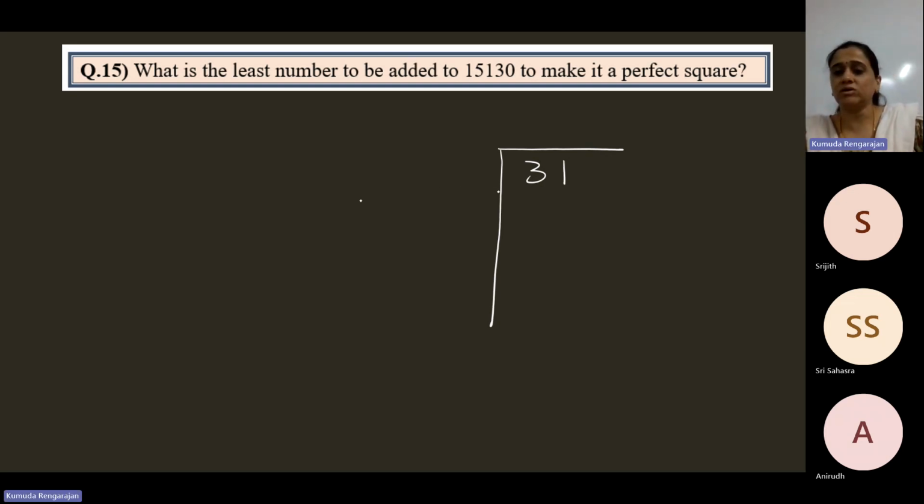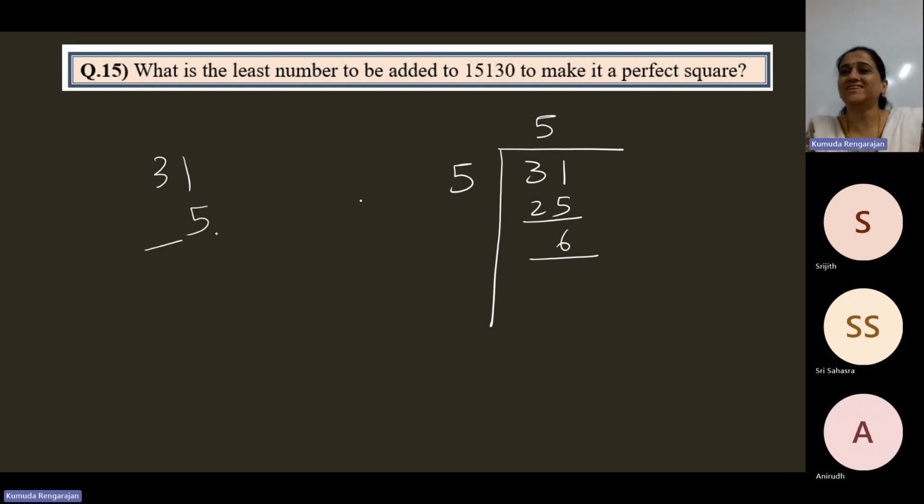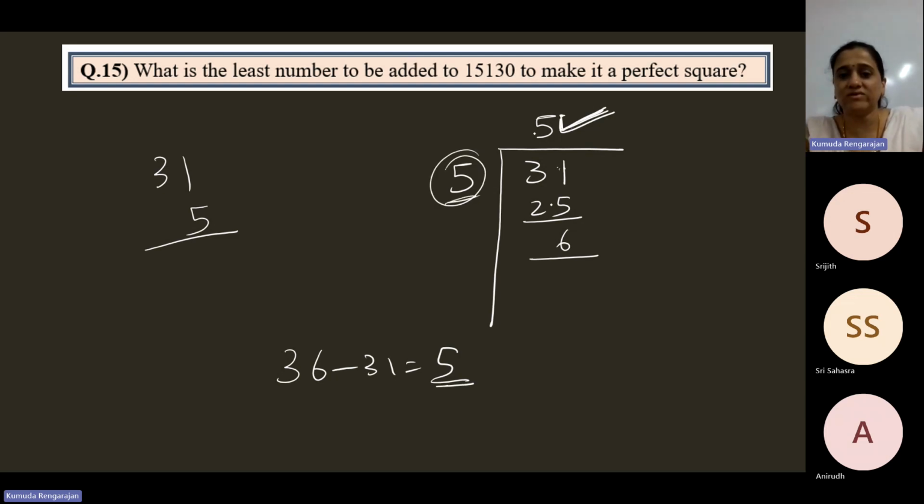31. So what is it? 5 fives are 25. 6 is the remainder. Now, what's the answer you actually got? 5 is the least number to be added. So now what do you do? What is the successor of 5? See the quotient. The successor of 5 is 6. What's its square? 36. 36 minus the given number, 31, gives 5. This is the least number. Don't see this 5 and that 5 as the same.